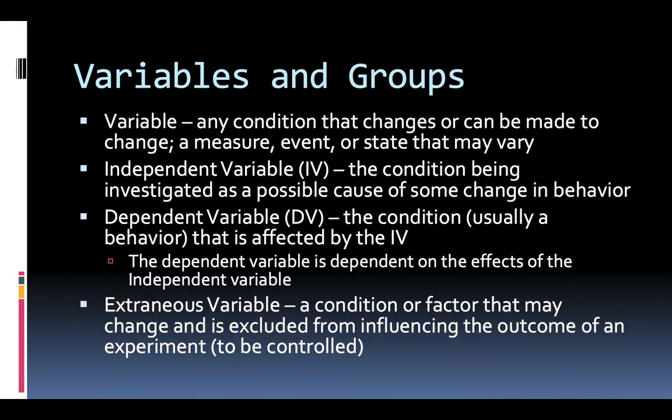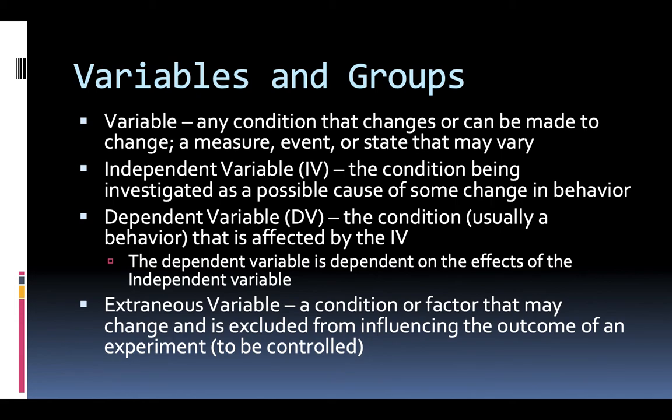Also with experiments, we have variables. Variables are any condition that changes or can be made to change. It could be a measurement, an event, or a state that may vary. Going back to our cookie example, a variable could be the way we mix the cookies, the ingredients we use, the time or temperature that we use to bake the cookies, the pan. It could be a whole variety of factors. Those are a lot of different variables.